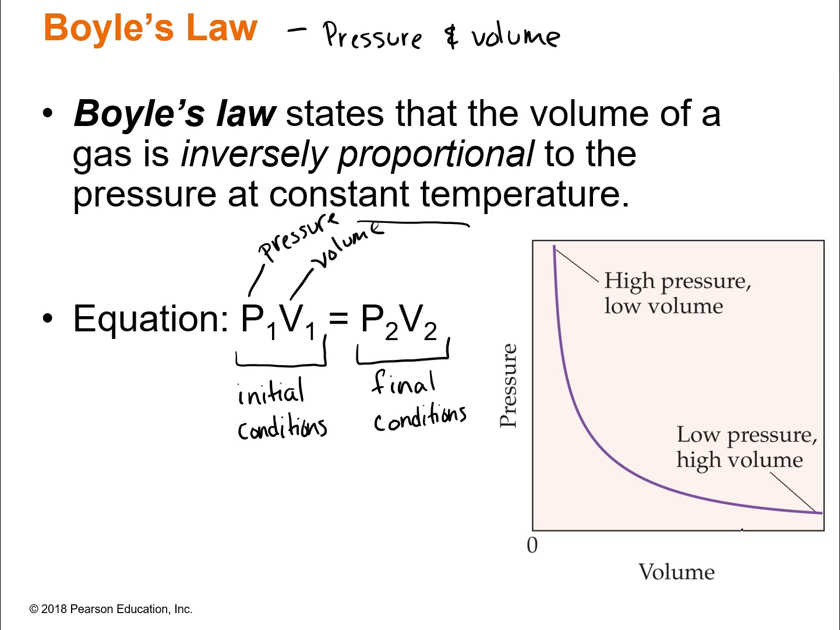This graph just shows you what an inversely proportional graph looks like. High pressure, low volume, which is up here. Low pressure, very high volume, down here. Let me know when we're ready to move on, because we're going to do a problem.